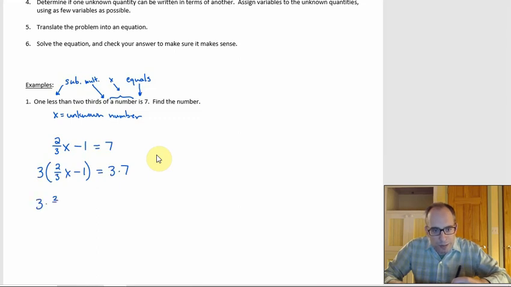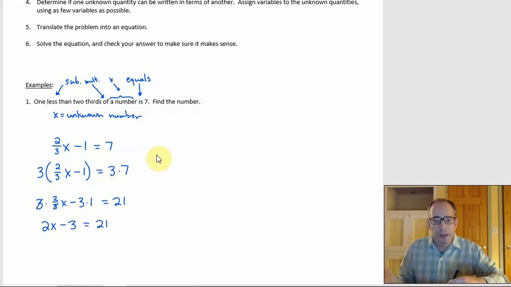So 3 times 2/3 x minus 3 times 1 equals 21, since that's what 3 times 7 is. The 3 times 2/3 x, right? You could view those 3's as canceling or dividing out, and you'd have 2x minus 3 equals 21. And then you're just solving a linear equation now, right?